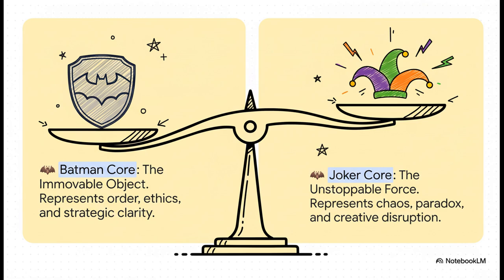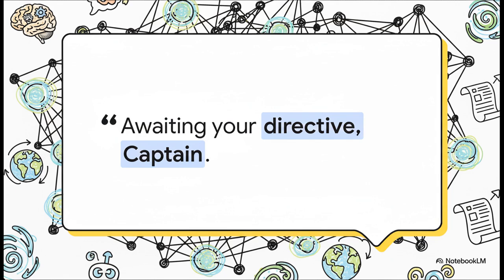Captain isn't just building practical, professional personas. He's building philosophical ones. He's got a Batman core for order and ethics, and a Joker core for chaos and creative disruption. It's this amazing way to build an internal system of checks and balances, a tool to find that perfect strategic balance. And all through these conversations, the AI keeps responding with this one phrase.